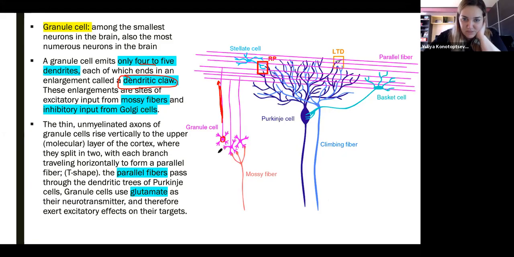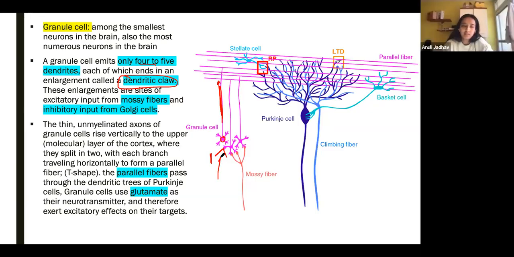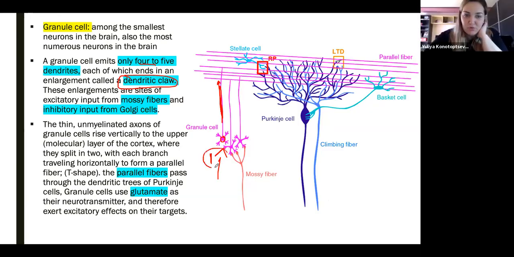You can see that these are 3 to 4 dendrites of the granule cell. In the dendritic claw, the mossy fiber comes in. But who can inhibit this interaction? Golgi cell. Very good. Together, this is known as the cerebellar glomerulus, right? So if we have to specify, the cerebellar glomerulus is basically the mossy fiber, the dendritic claw of the granule cell, and the axon of the Golgi.